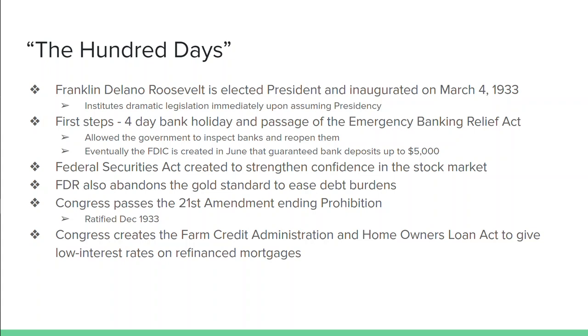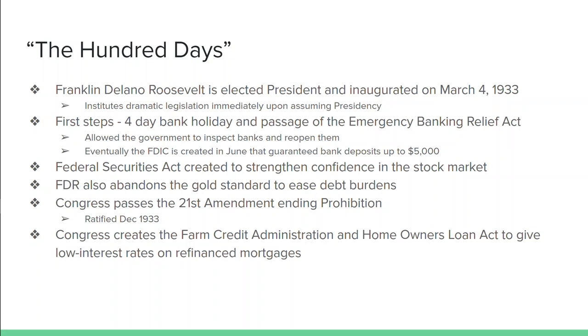So immediately upon FDR being inaugurated as president on March 4th, 1933, he starts this drastic program of legislation trying to help the country overcome the Great Depression. His very, very first step is a four-day bank holiday. He gets Congress to pass something called the Emergency Banking Relief Act.